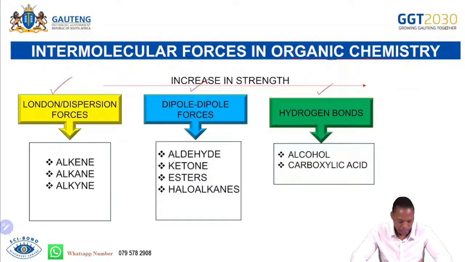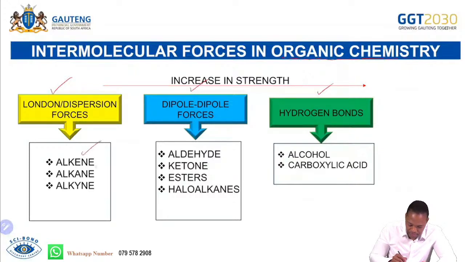For example, when we talk London forces, they're called London forces or dispersion forces. I usually refer to them as London forces, so for the remainder of this lesson I'm going to refer to them as London forces. But if you refer to them as dispersion forces, it is okay. So the homologous series that will have London forces in them are as follows.